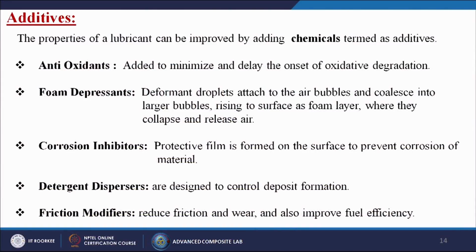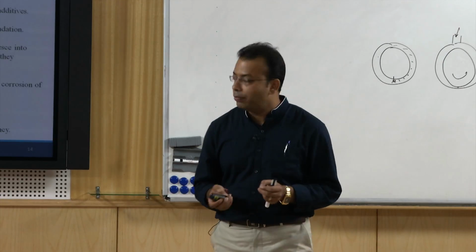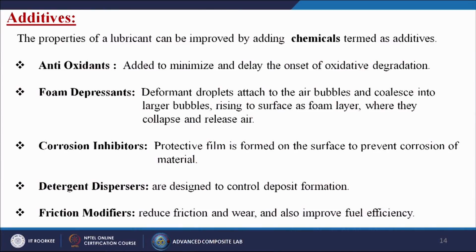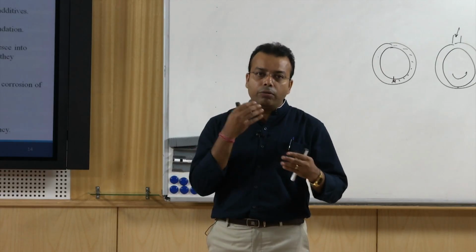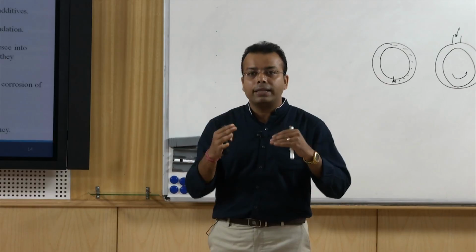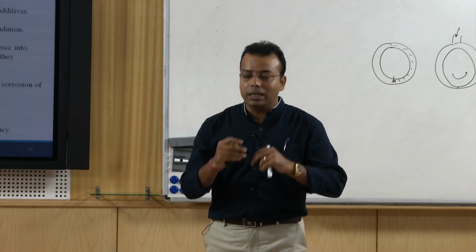First one is called antioxidants, added to minimize and delay the onset of oxidative degradation. So, we are adding some kind of antioxidant materials into the oil itself. Next is foam depressants, which deform droplets attached to air bubbles and coalesce them into larger bubbles rising to the surface as a foam layer, where they collapse and release air. So, they can create a bubble which holds the air at that point, then collapse and release the air, so that the material will cool down very easily.